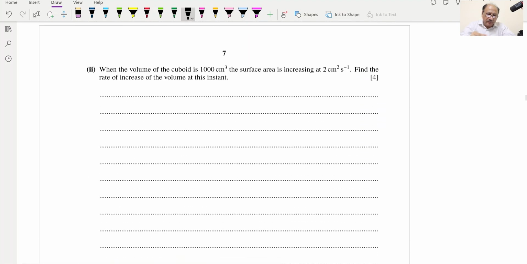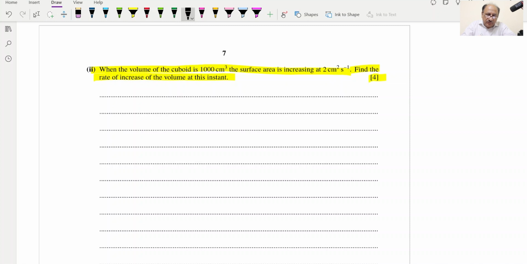Now the second part: when the volume of the cuboid is 1000, the surface area is increasing by 2 centimeter square per second. Find the rate of increase of the volume at this instant. This is a 4-mark question.